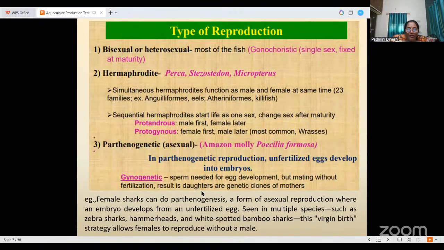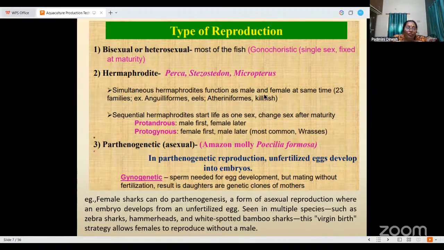Now, when you're talking about the types of reproduction, the first one, which we had already talked about, is sexual reproduction. Most of the fishes are of this type of sexual reproduction. And in hermaphrodites, if you have understood the word hermaphrodite, both male and female organs are present in the same animal.